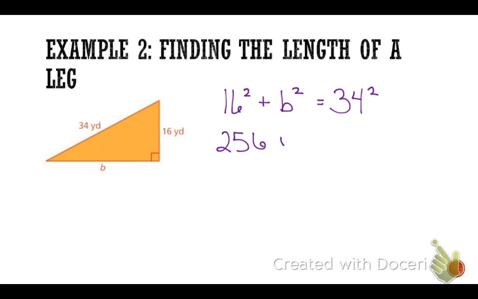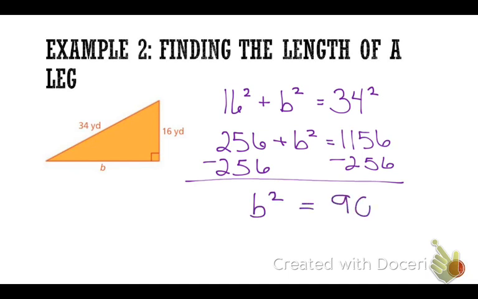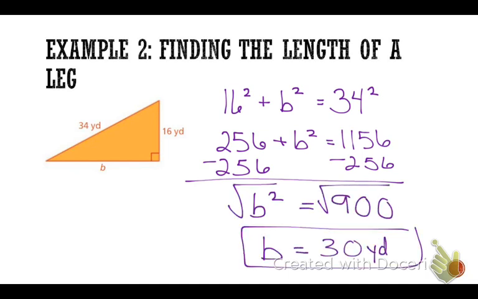So 16 squared, 34 squared, subtract 256, and again, I've got an even square root, 30. All right? What is on the back of this page?